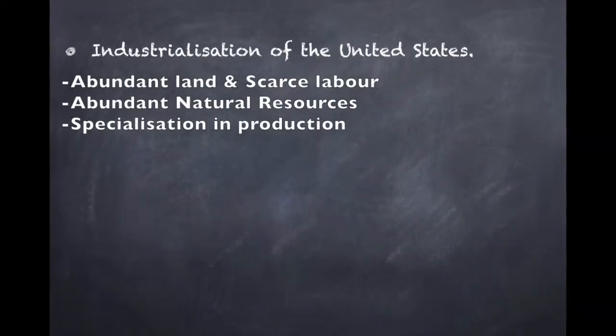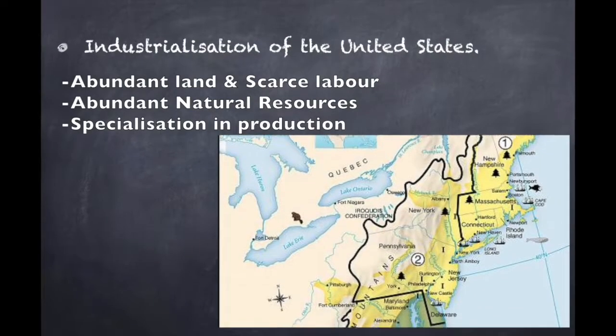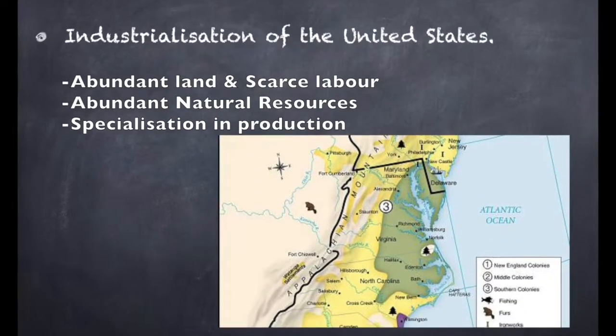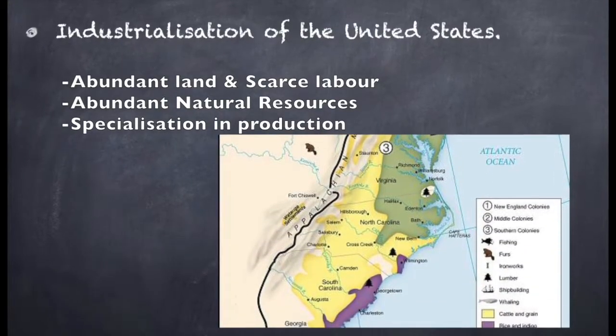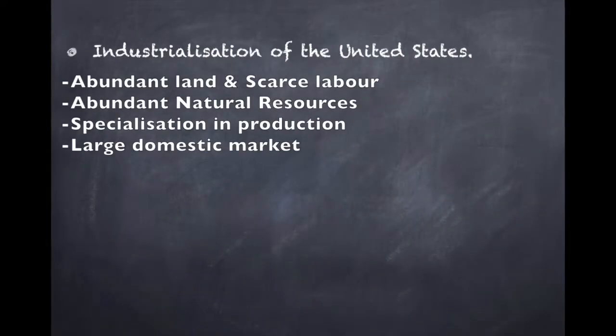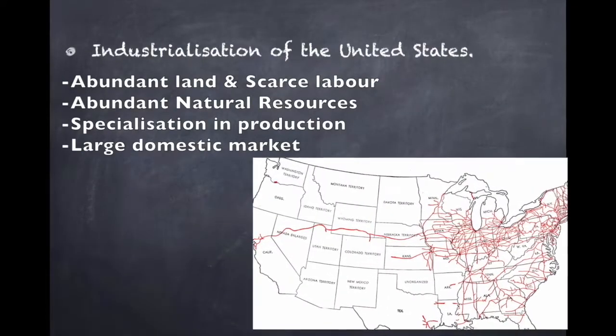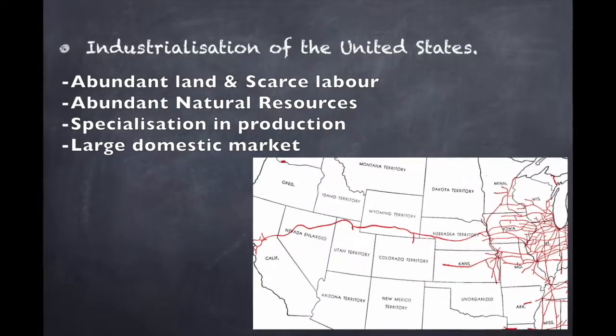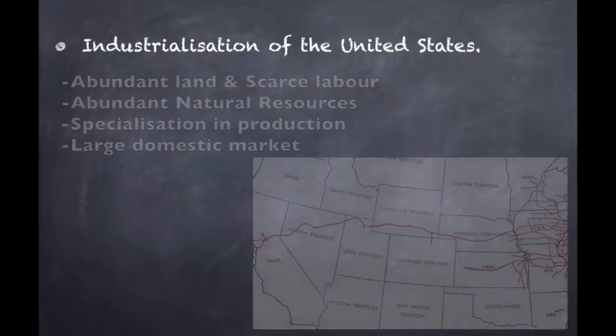Specialization in production. The north of the United States industrialized quickly, supplied by cotton from the agrarian southern states and food from the west. A large domestic market. The United States was a very large country, and the government promoted the construction of a railway network to connect the territory.